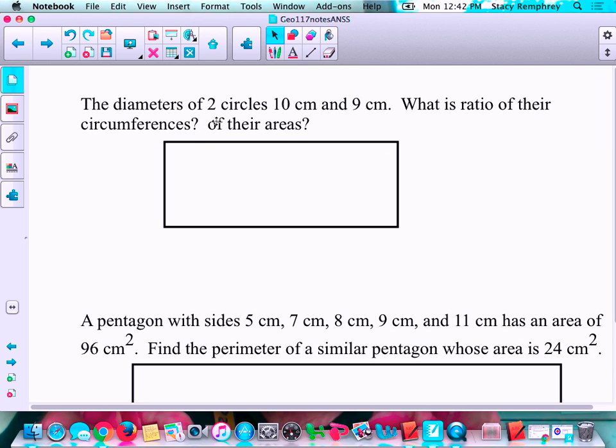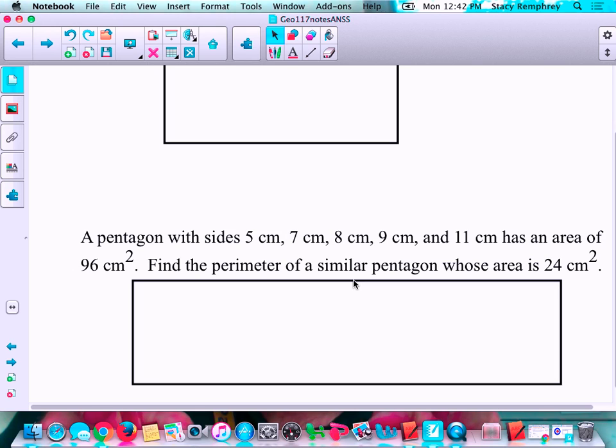All right, circles are also all similar to each other. So what is the ratio of their circumferences and the ratio of their areas? And again, here's a pentagon problem. You can push pause and try these out yourself and then come back. So push pause now.